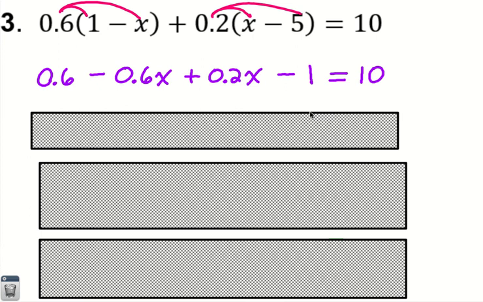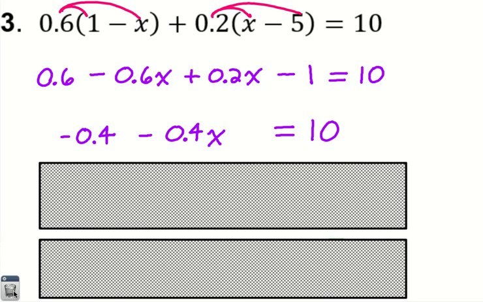We need to combine any terms that are alike and they're already on the same side as each other. So the 0.6 minus 1 we can combine, and then these two x terms we can also combine. So we get negative 0.4 when we combine this guy and this guy. Remember, it's 0.6 minus 1, and then this is negative 0.6x plus 0.4x, so it's negative 0.4x. The signs in front matter.